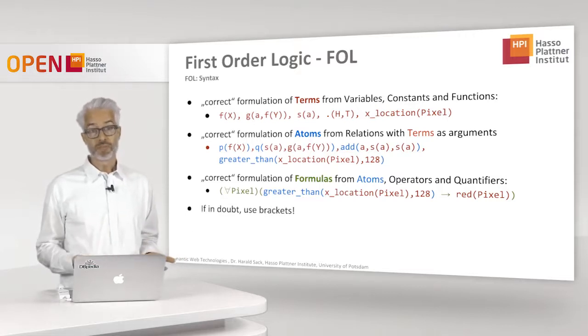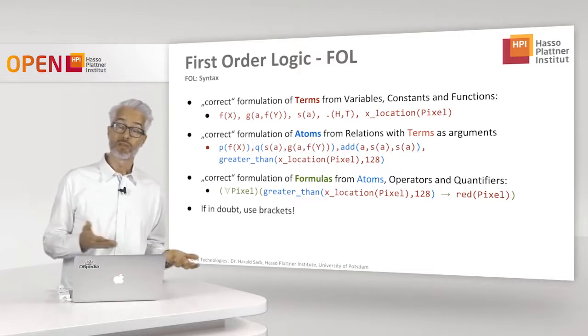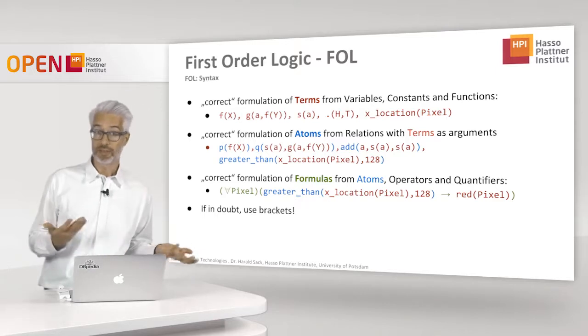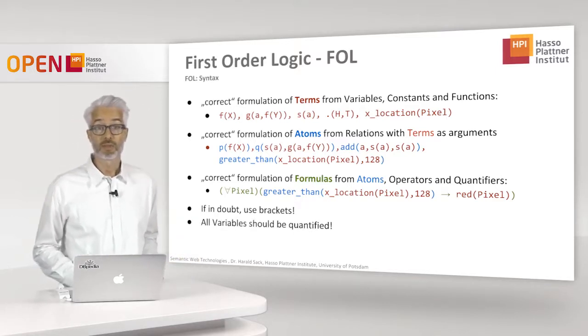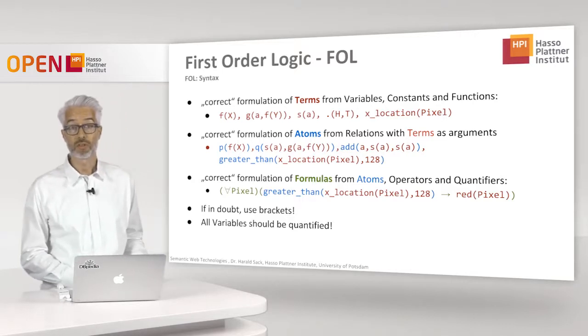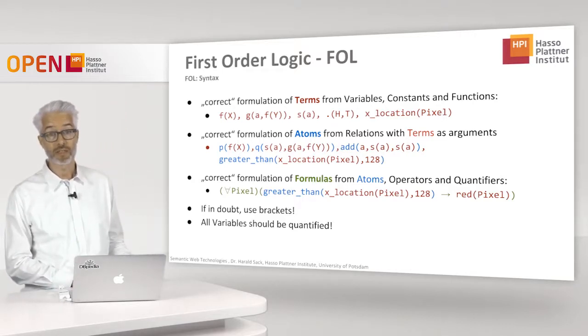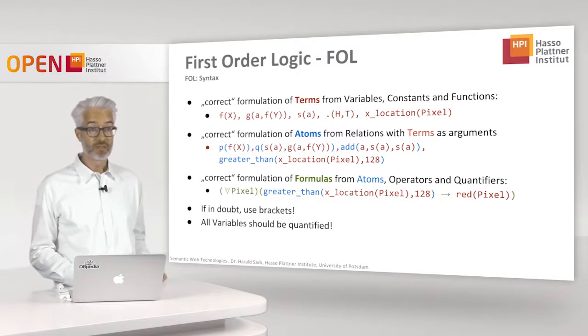Usually when you do this, if you are in doubt which comes first, just use brackets. So everybody should use brackets. And of course, all variables that you are using within your first-order logic formula should be quantified. So this is also very, very important.